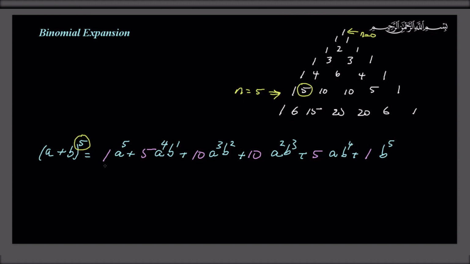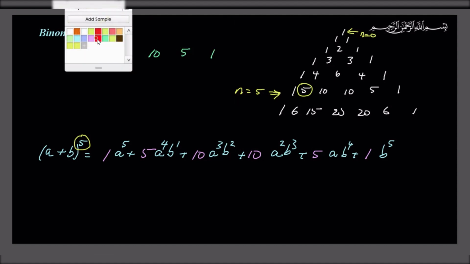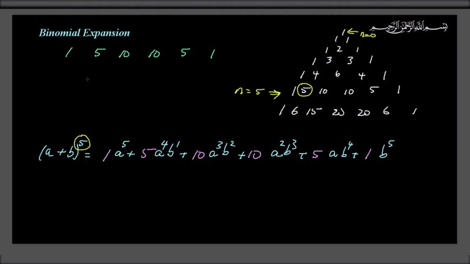In other words, these coefficients, if I just write down the fifth row over here, 1, 5, 10, 10, 5, 1, can also be written as combinations. Let's say I wanted to derive this, and I did not want to draw out the whole Pascal's triangle. I wanted to derive the fifth row of Pascal's triangle.